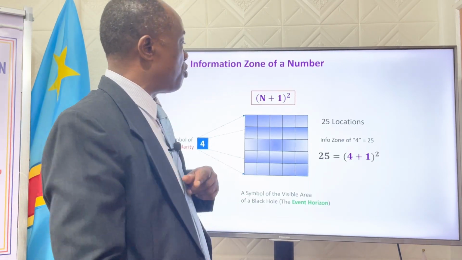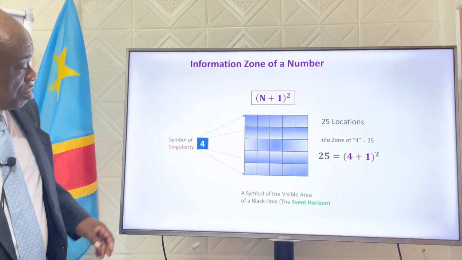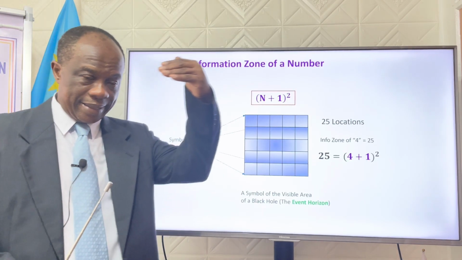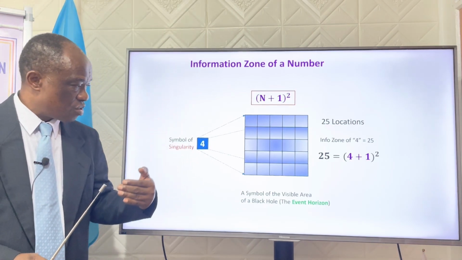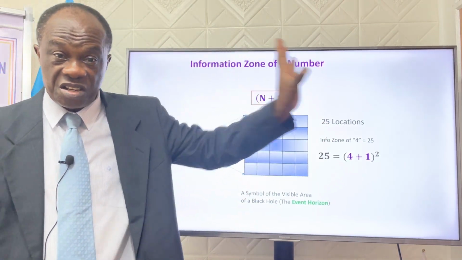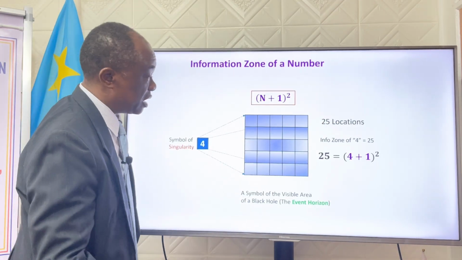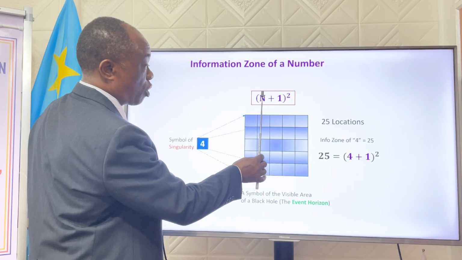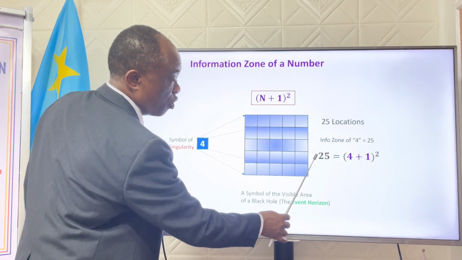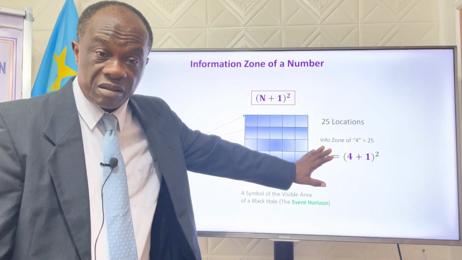We have been talking about the information zone of a number. Here is number 4. Number 4 will make steps 1, 2, 3, 4 to reach its destination. And we have already calculated that by doing this, we have to take 4 plus 1 squared. So it means we have 25 locations.